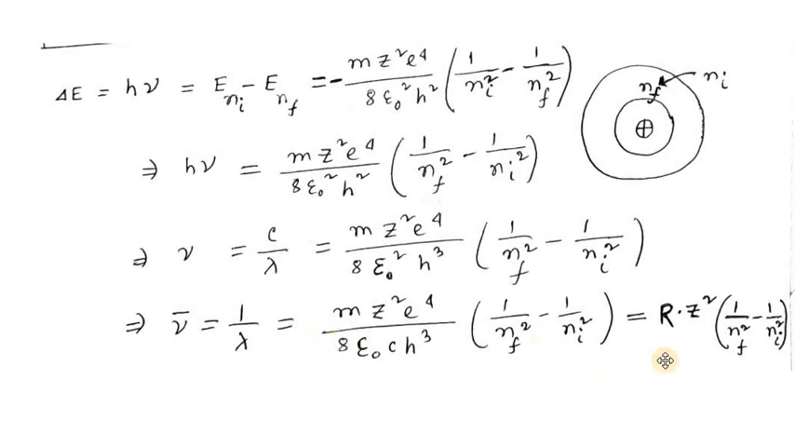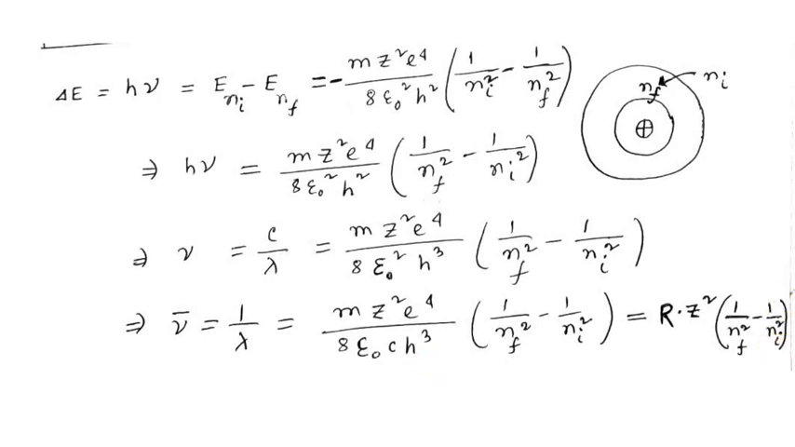Okay, so just change the energy equation. So you will get the equation in the CGS unit. Here, the term except the Z square term, the term that present: m e to the power 4 by 8 epsilon naught c h cubed, that is called R. Okay, this is a constant that next time we call the Rydberg constant. So this is the equation that explains the Rydberg equation.